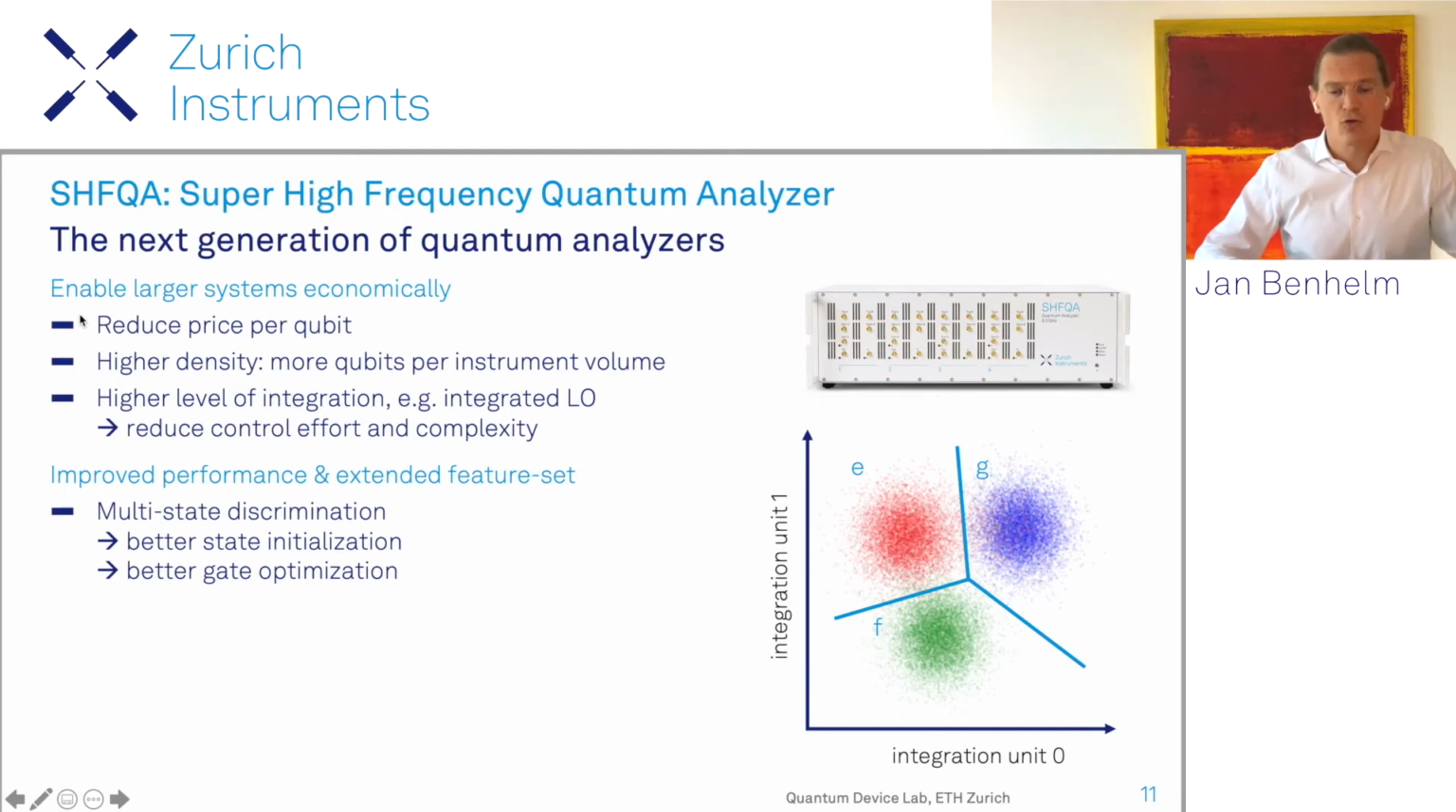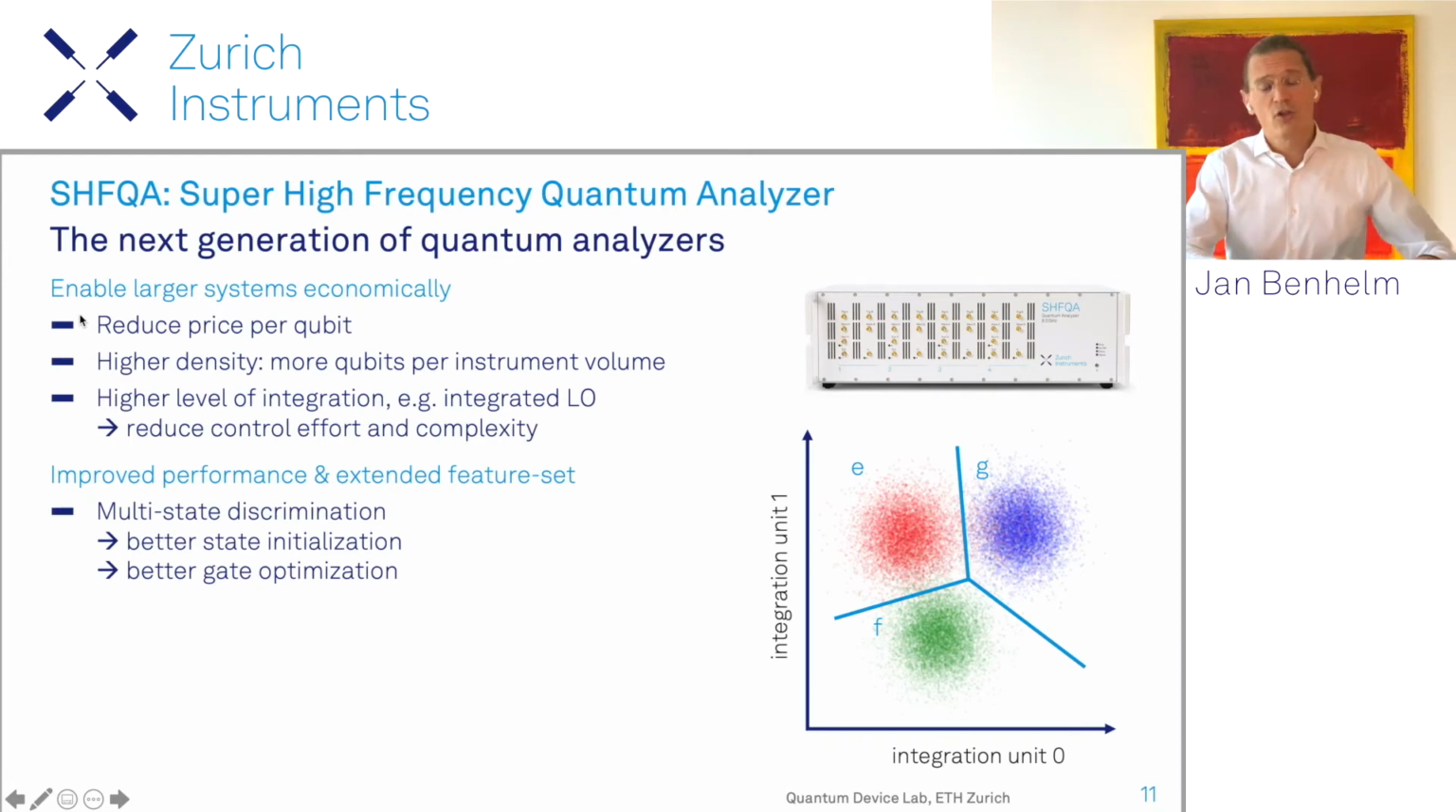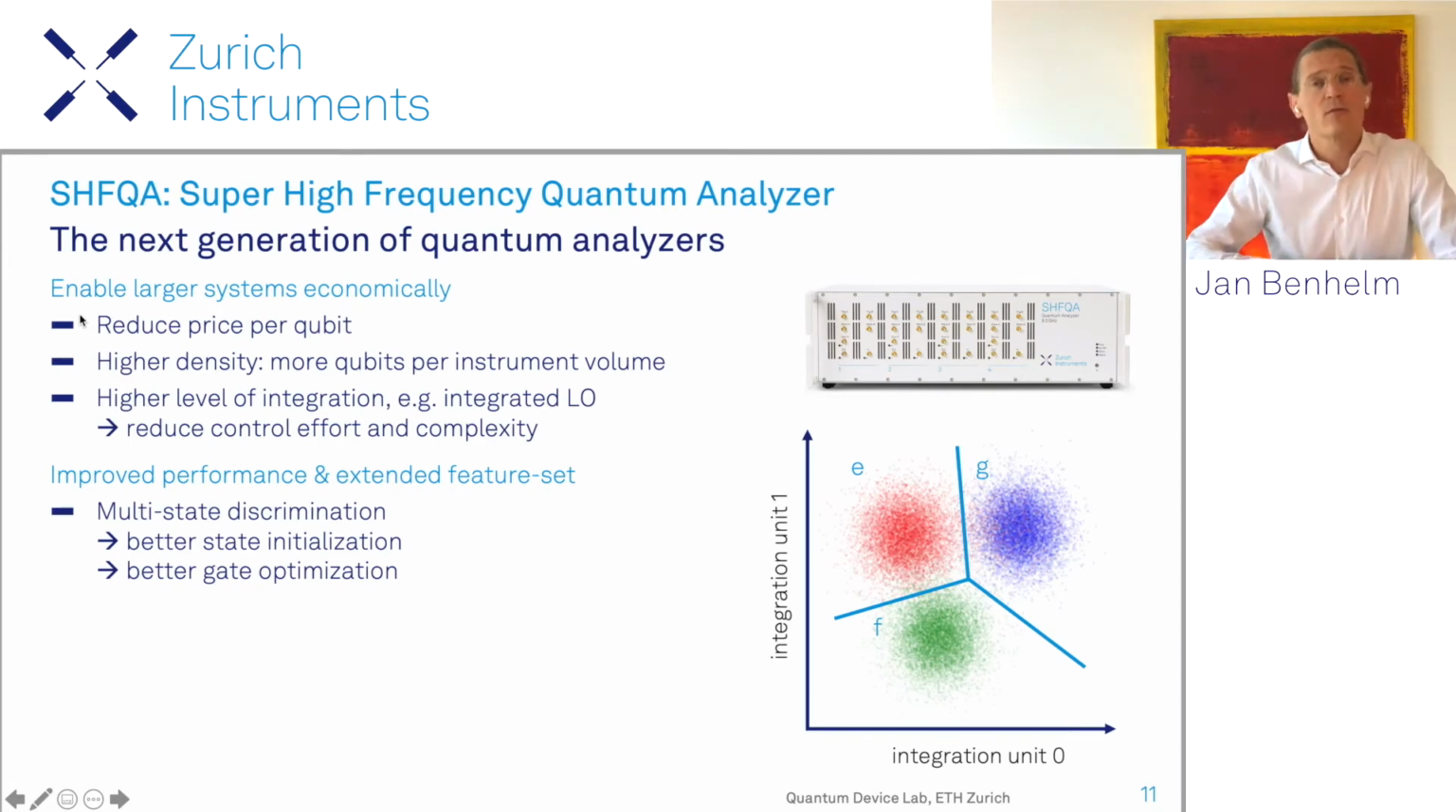Let's start with the introduction of the multi-state discrimination. So the new instrument can detect not only 2 levels but up to 4 with different integration units, and that helps for qubit systems like superconducting qubits to control more levels and therefore improve the state initialization but also the gate performance. On the right here you see 30,000 measurements, very early measurements taken recently, where we discriminate between 3 states.